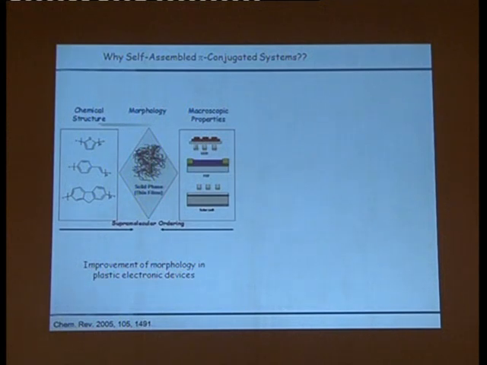In a bulk device, it is impossible to control the organization at all length scales. We do have some control at the nanoscale, but it's important to get control at the higher domain scales. That is one of the challenges, and that is why supramolecular chemists work on pi-conjugated systems.